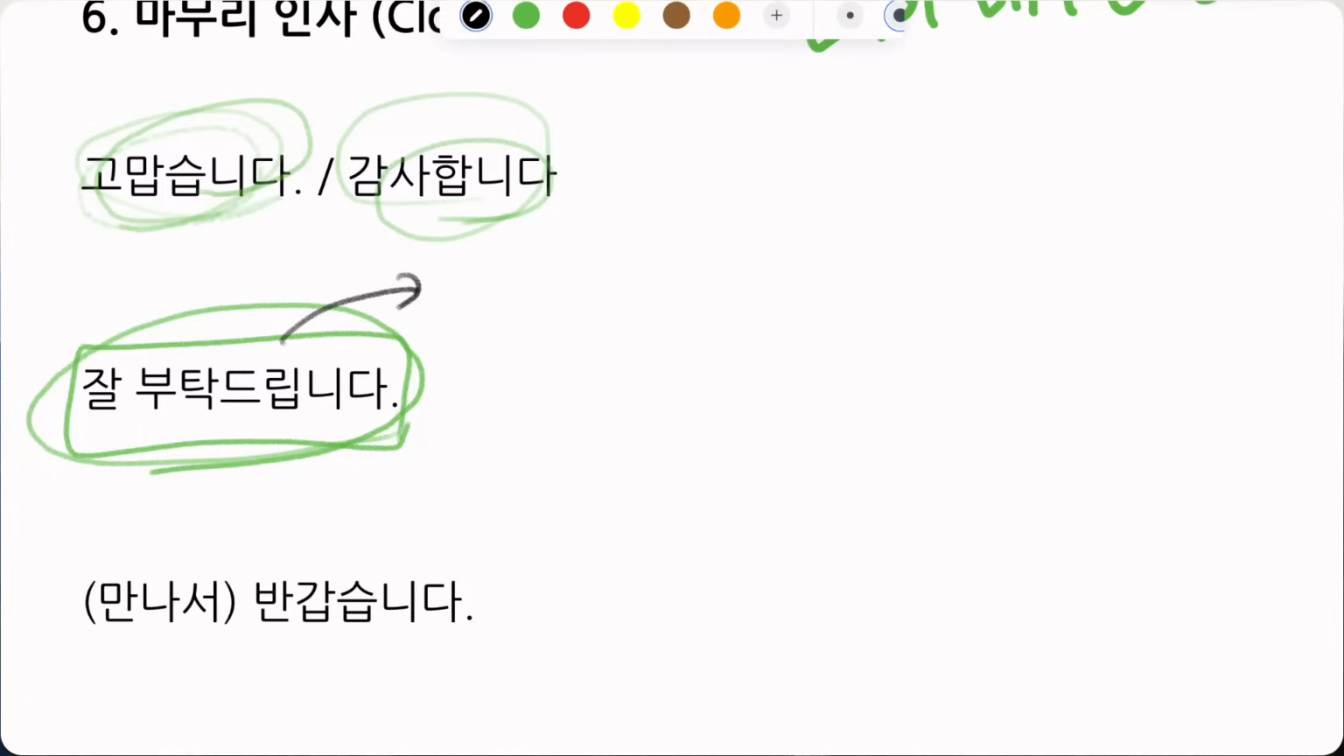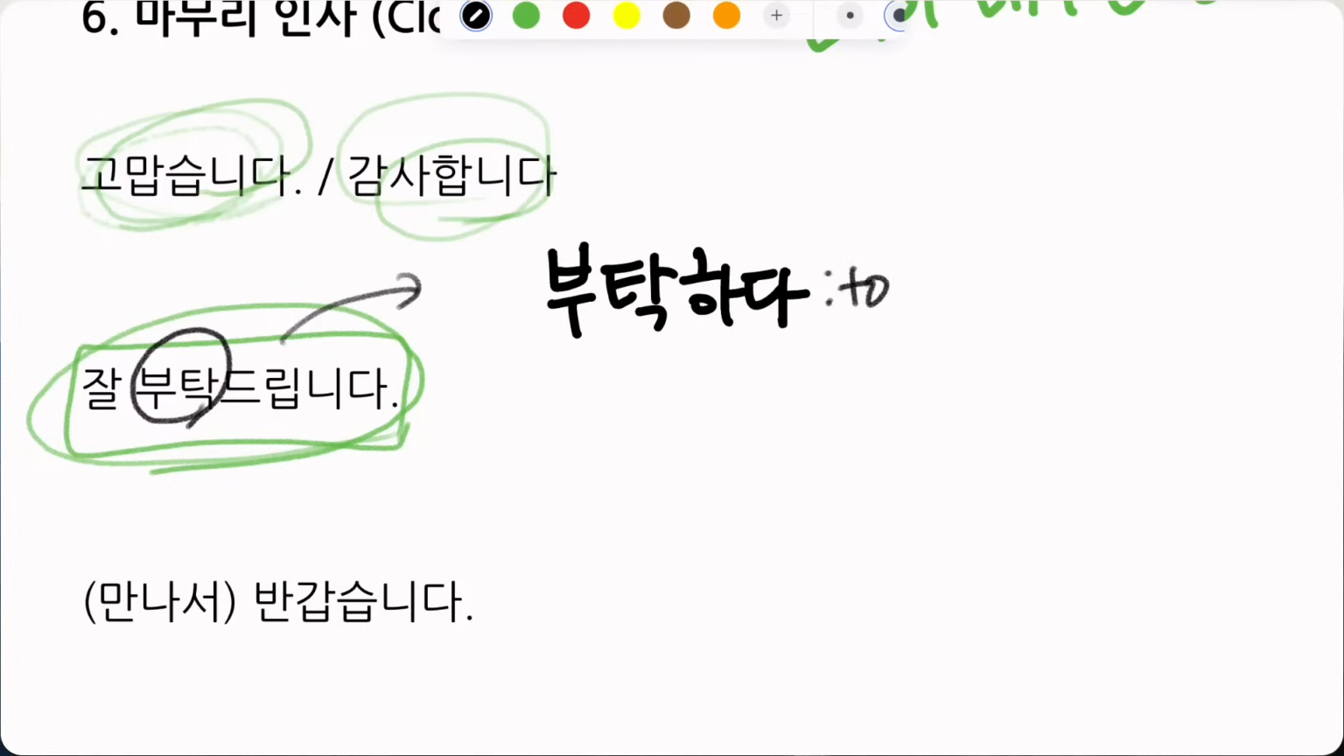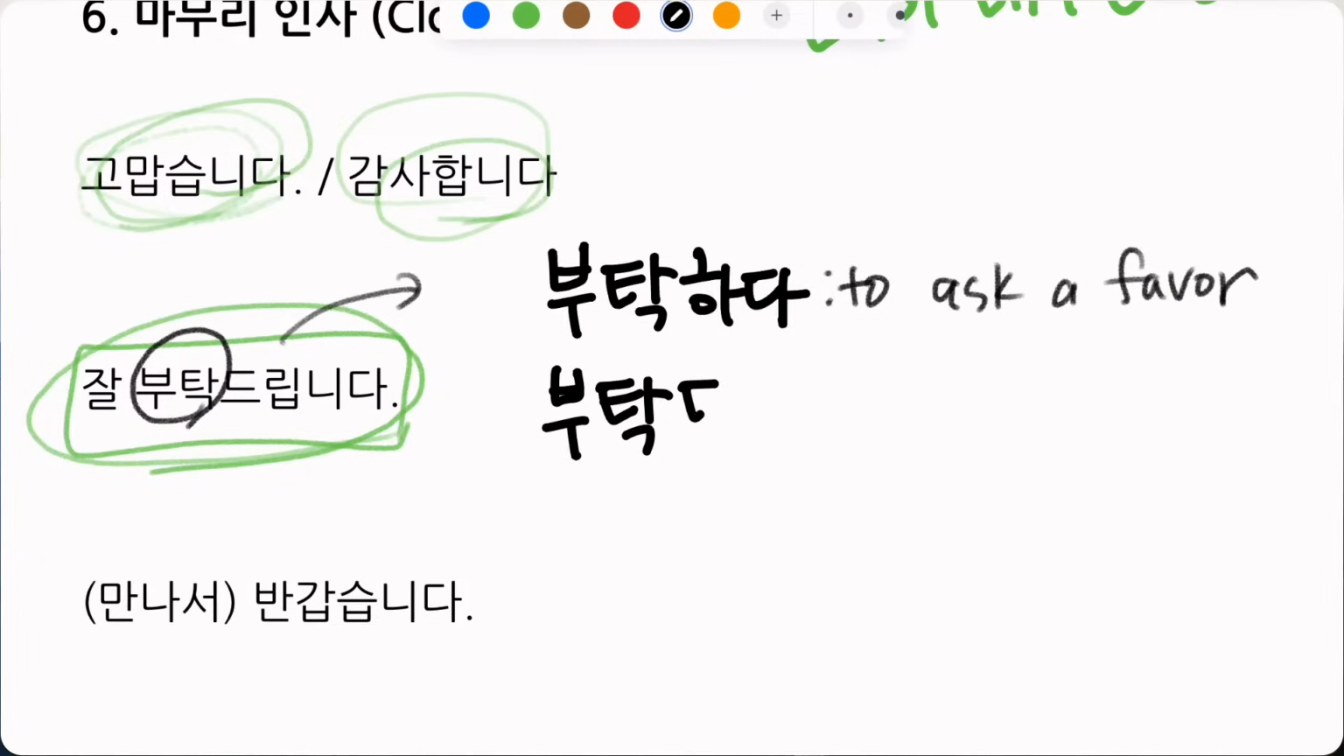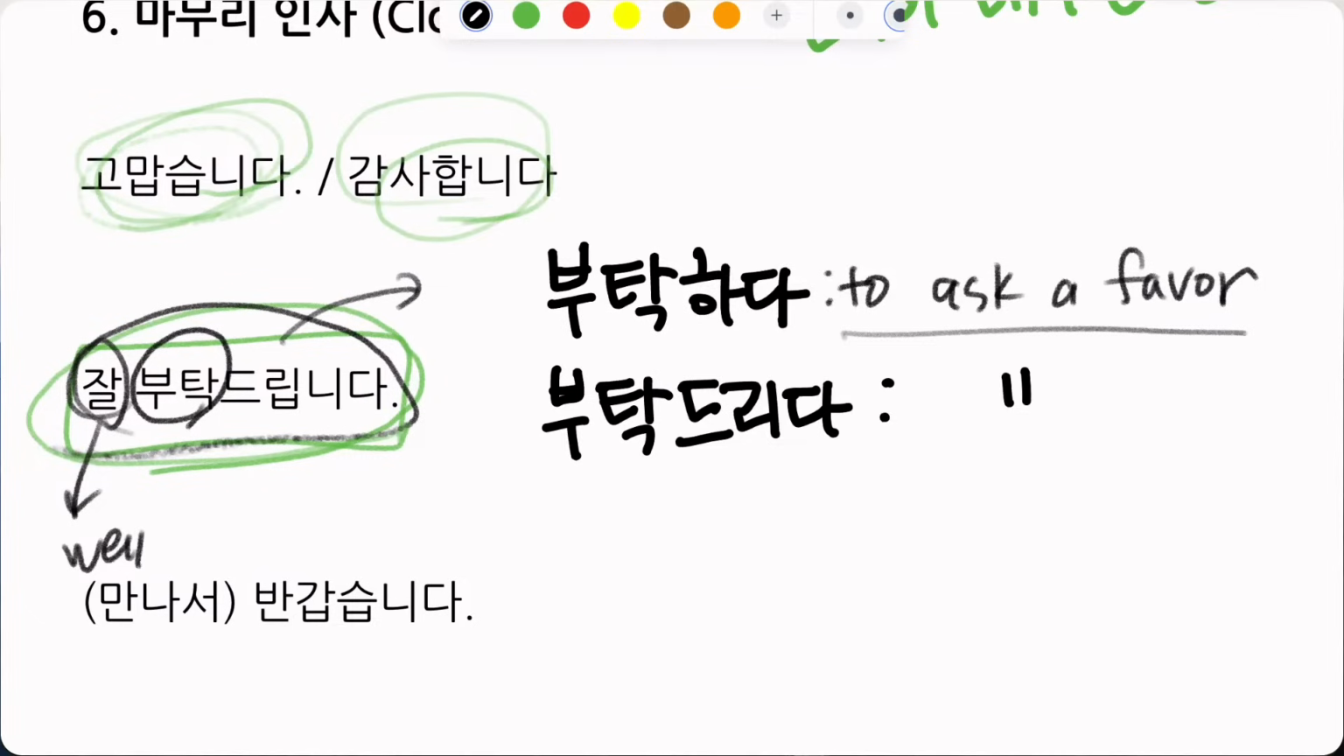이거는요, to break it down, this 부탁 comes from the verb 부탁하다, which means to ask a favor. 그리고 부탁하다's honorific form, even more polite form, is 부탁드리다, which means the same thing, to ask a favor. And 잘 means well. So it literally means you're asking a good favor. You ask a good favor. So specifically, what favor are we asking? And that depends on where you are.